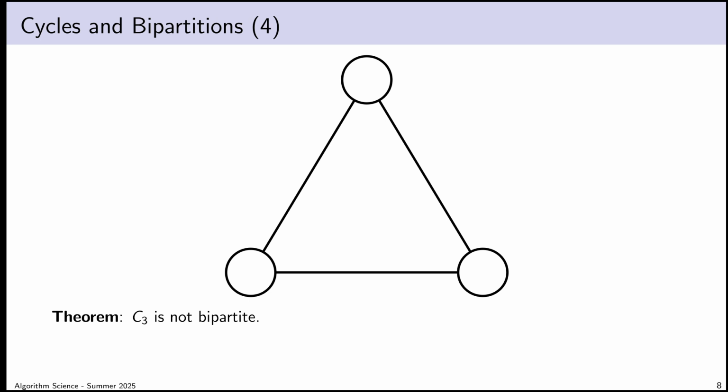But before I do that, I want to illustrate one way we could go about proving that C3 is not bipartite. We could say, let's consider what would happen if we tried to create a two-coloring of C3, of our cycle on 3 vertices. So under a two-coloring, every vertex must receive a color. Okay, so this vertex here must receive a color. Let's decide that the color it receives is red.